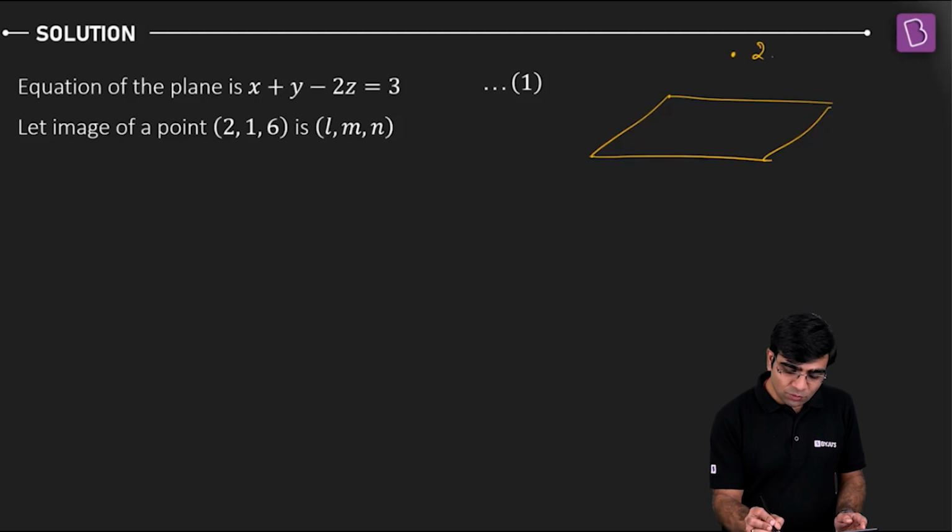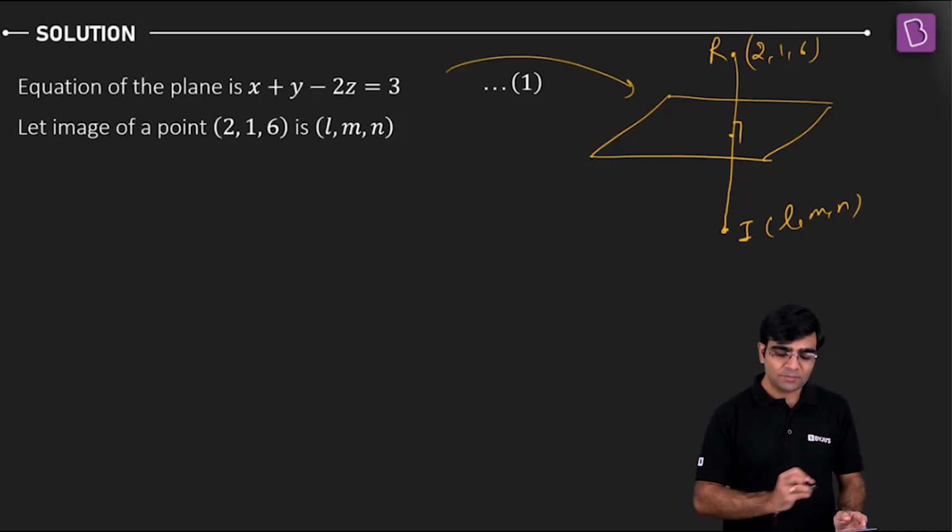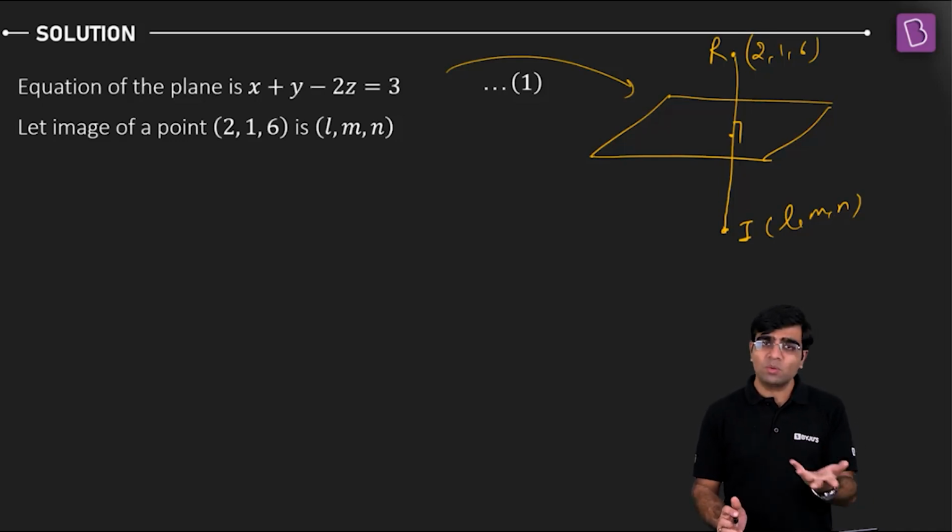Right, so the point is 2, 1, 6. And the image is, let's say, over here. I call it I. This is our R. So this is L, M, N. And the equation of the plane is already mentioned here: x plus y minus 2z equal to 3. So according to the formula, okay, what's the formula by the way?